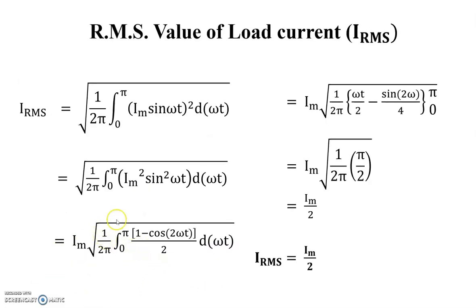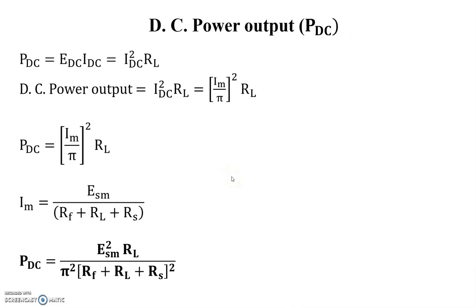Next one, the RMS value of load current. RMS means root mean square value. That means the root of 1 by 2 pi integral from 0 to pi of Im sin omega t squared d omega t. Instead of sin square omega t, substitute the formula 1 minus cos 2 omega t by 2, then integrate and simplify, and finally we obtain IRMS is equal to Im by 2.